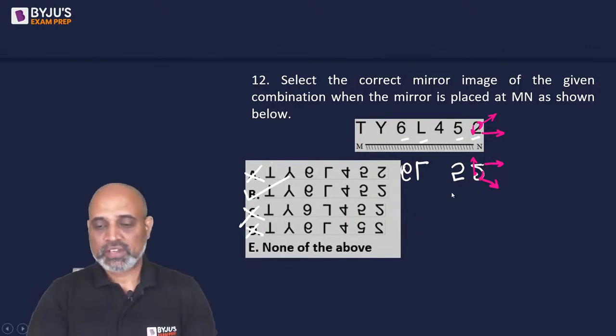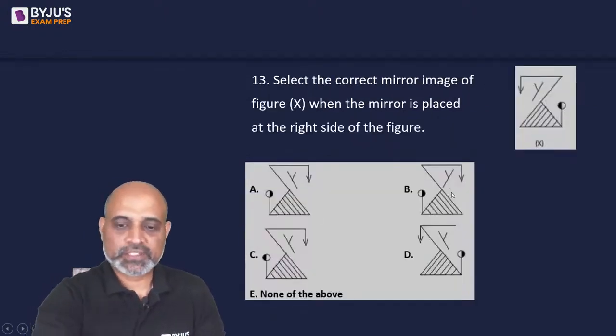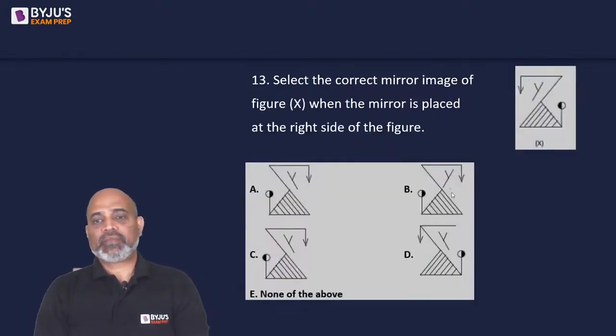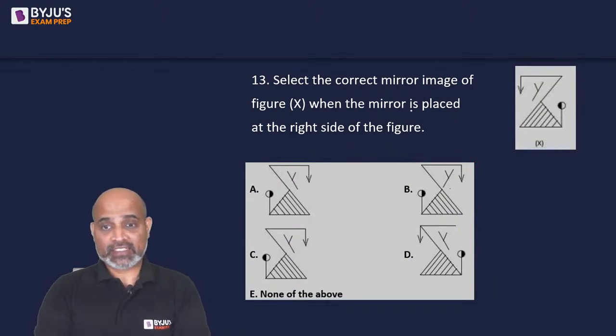Right? Everyone has answered B. Not everyone, 2 of you haven't answered B. Okay, next one. Select the correct mirror image of figure X.